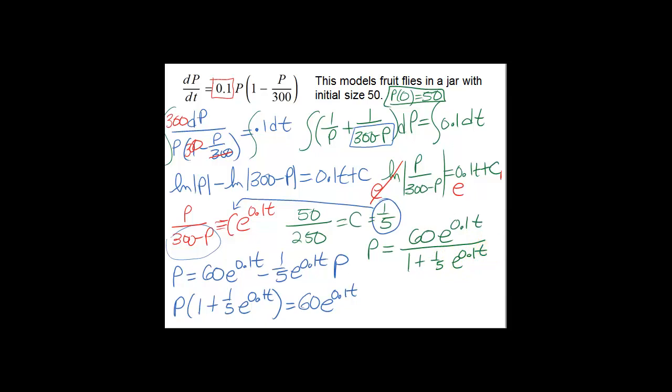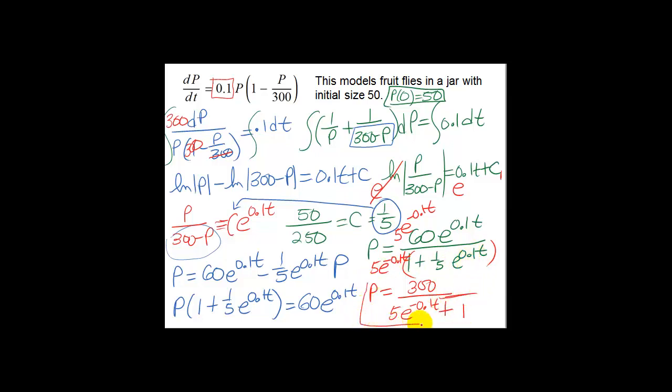Now we're going to do one more algebraic trick to get this in a little bit simpler form. We're going to multiply numerator and denominator by 5e to the negative 0.1t. Now what that does for us is it gets this in a simpler form, because if we do that here, this will become e to the 0, which is 1. So this is going to leave us 300 over 5e to the negative 0.1t plus, and this is just going to become a 1 right here.